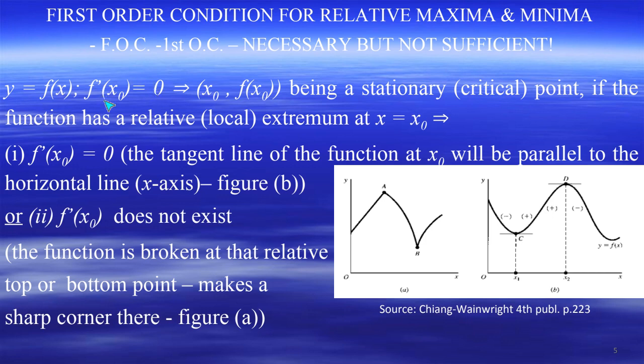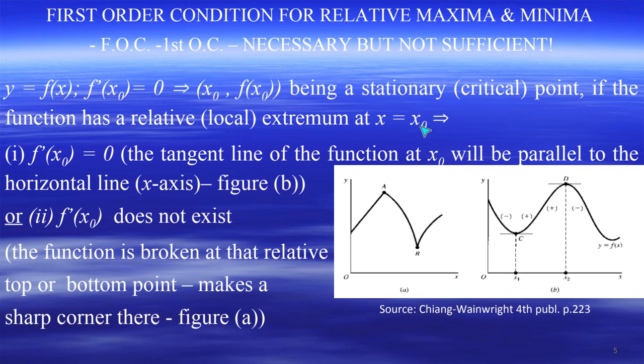So such kind of points where the first derivative is 0 are called stationary or critical points. Great. If the function has a relative or local extremum at x equals x0.